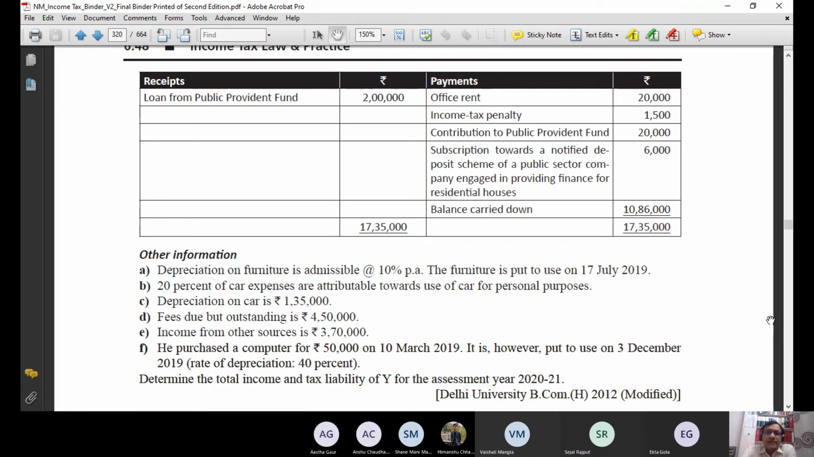If a P&L account is directly given, it is by default assumed that the P&L account is on accrual basis. We only rectify that P&L account, just like we did in the last question. But since a cash account is given, that means the assessee is following the cash system. So I have no choice now. I have to follow the cash based system. I cannot compute on accrual basis because the information is not given. I have to compute the income of PGBP under cash basis.